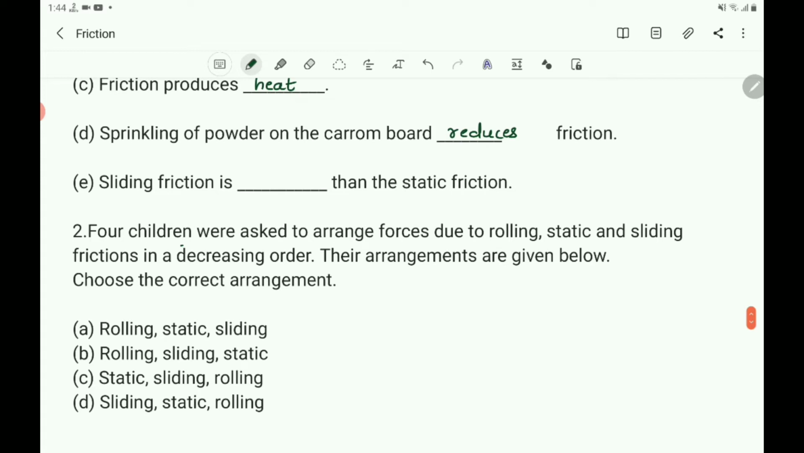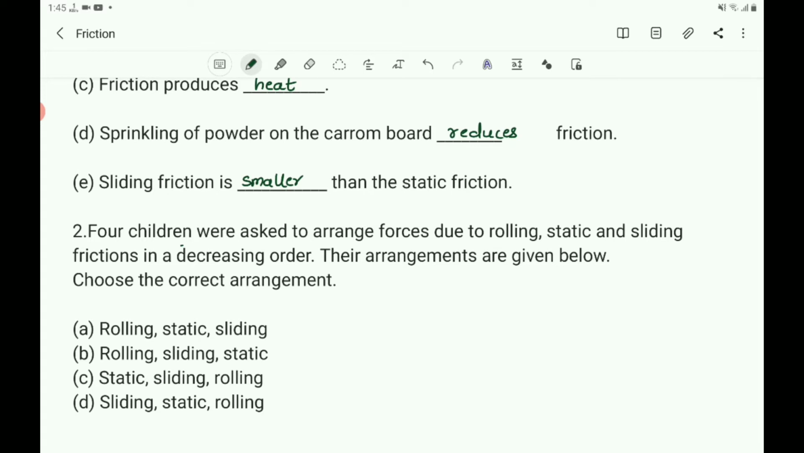Then E: Sliding friction is dash than static friction. You know that sliding friction is smaller than static friction. So you write smaller. Sliding friction is smaller than the static friction.